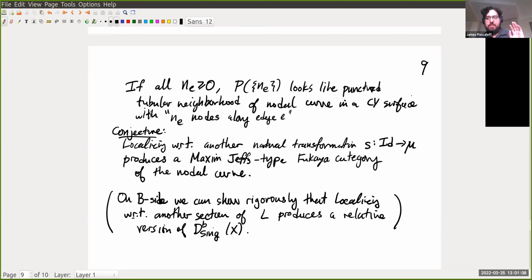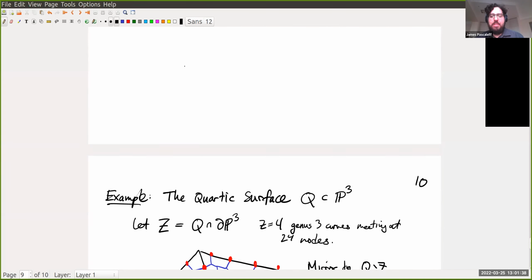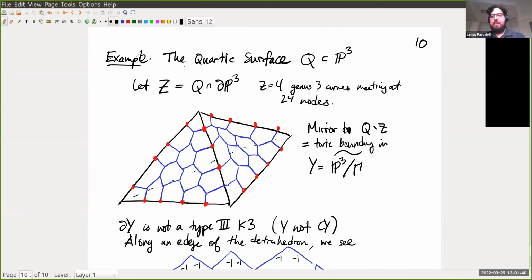Actually, there is some kind of sign issue there. You need these twists n_e to be positive or non-negative. If they're non-negative, then you can do this. You can do a further localization that produces, so I guess the thing you want, what's called relative dB-sing. So this is a localization of dB-sing. Maybe I won't try to explain that right now. It kind of involves a bunch of definitions. By the way, here's an example. If you wanted a picture, maybe I'll just end here.